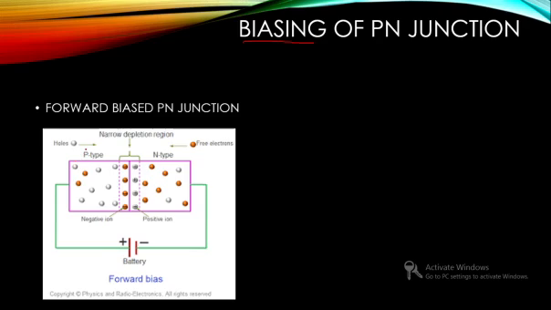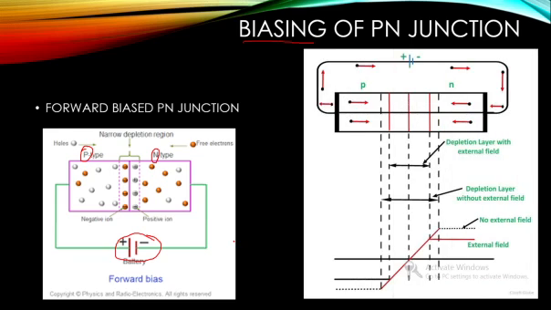In that case, the p-type material has positive charges and the p side is connected to the positive of the battery. Then it is called forward biasing. And in the case of n-type, you have negative charge carriers and that side is connected to the negative of the battery. Such a connection is called forward biasing. So what will happen in a forward biasing?